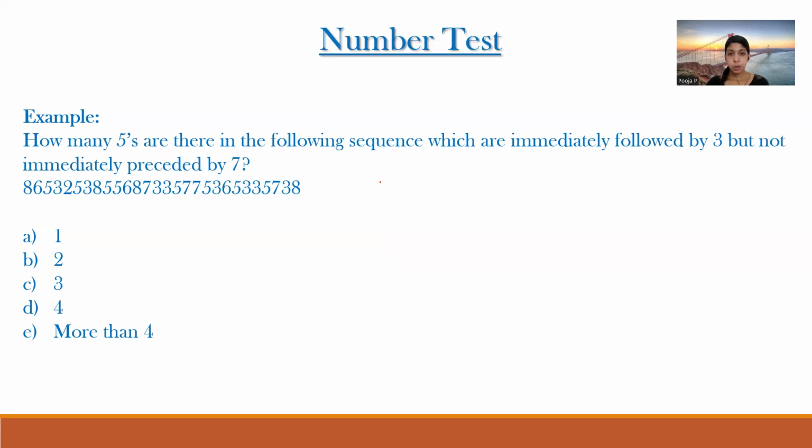So what do they mean? You should have a 5 and 3 in the sequence. Only then will this 5 be taken into consideration. But there should not be a 7 before it. It can be any number other than 7. So before that 5, there can be any number other than 7, and after the 5, immediately you should have a 3. Only then will that 5 be counted, and you need to count how many such 5s are there.